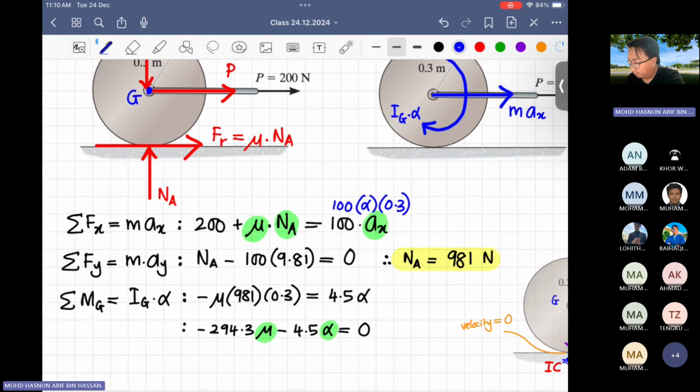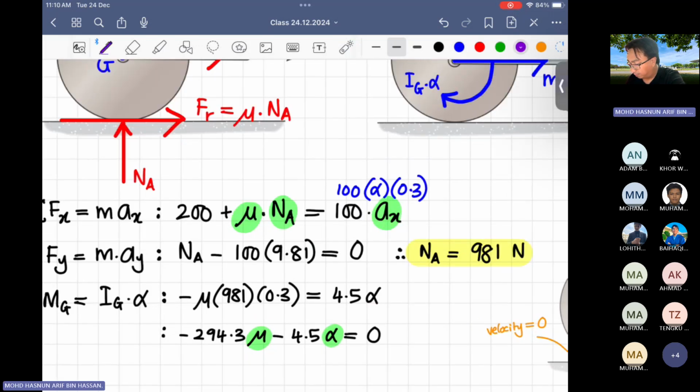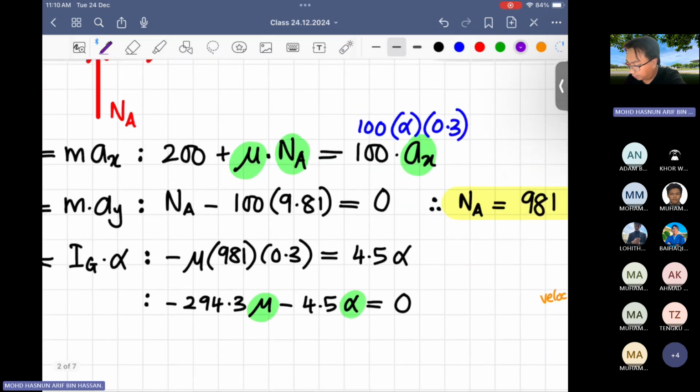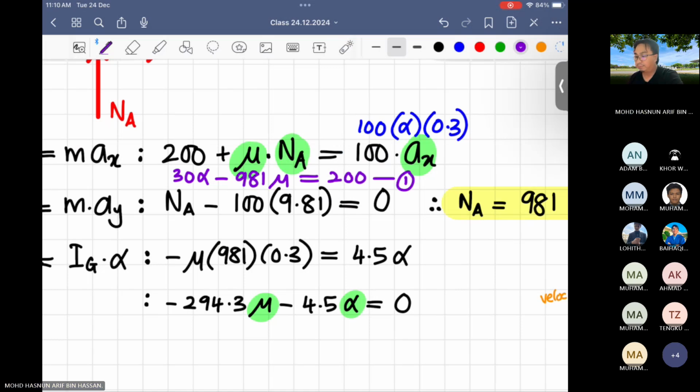So if we write the whole equation again, maybe we can bring this one to the right-hand side so that we have a similar form as this. So we will have 30 alpha minus 981 mu is equal to 200. So this will be our first equation.